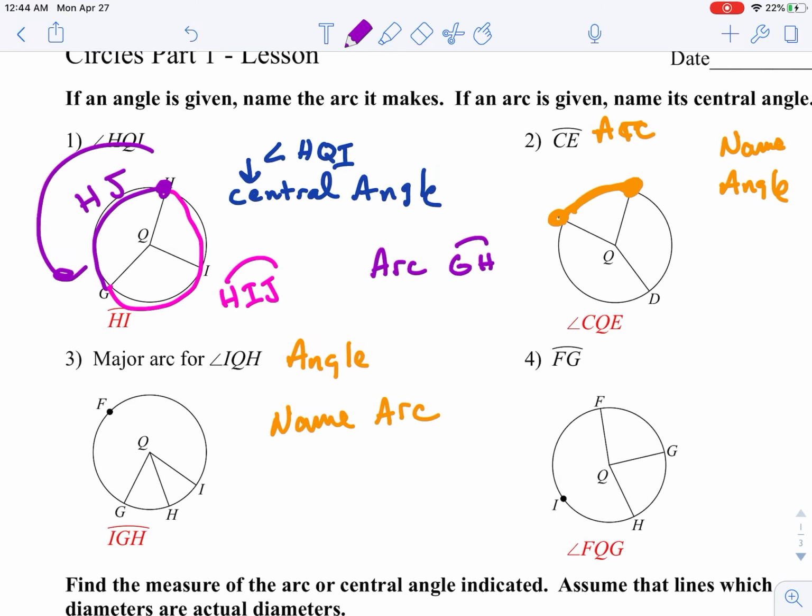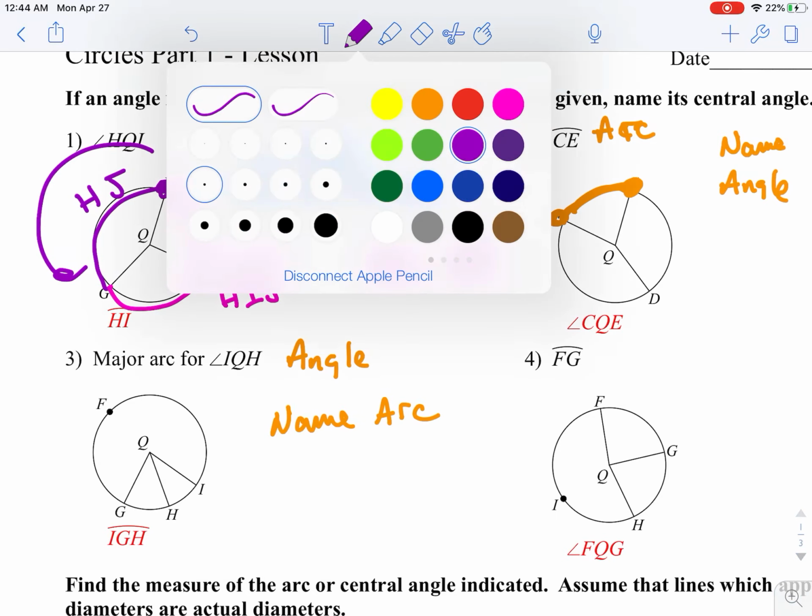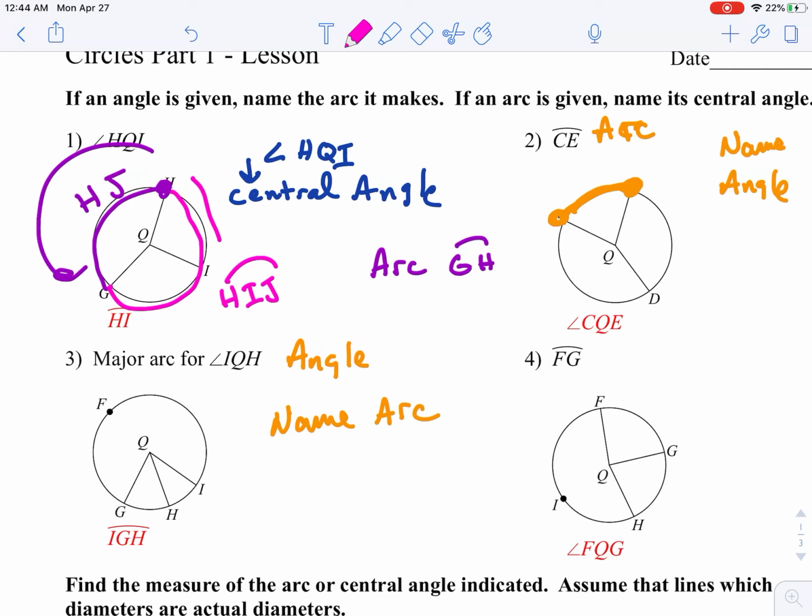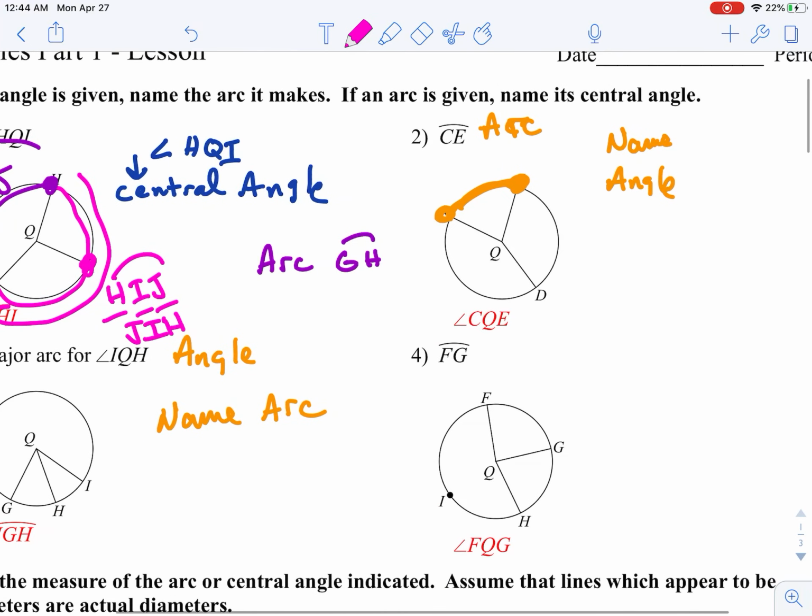Now, HIJ, they're telling you to go the long way. So that's why they say stop at I and then go to J. It says HIJ, start at H, go to I, go to J. Now, JIH would be the exact same thing. It doesn't matter where it starts or where it ends. So you got to get a little creative here. That's one side of the angle and that's the other side of the angle. So now name it there.